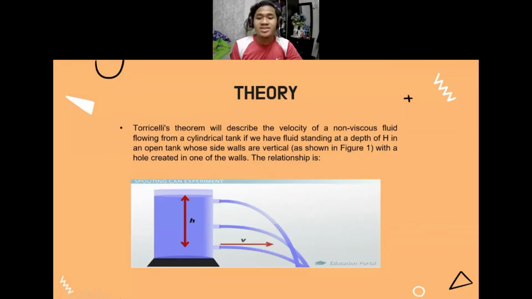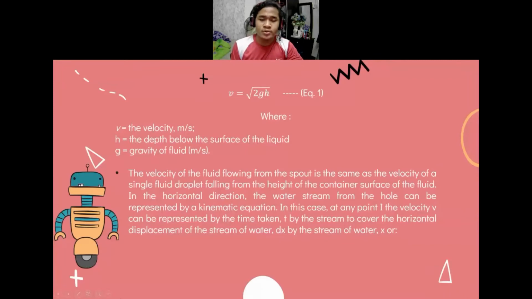Torricelli's theorem describes the velocity of a non-viscous fluid flowing from a cylindrical tank if we have a fluid standing at a depth of h in an open tank whose side walls are vertical, as shown in figure 1, with a hole created in one of the walls. So the equation is V equals square root of 2gh, equation 1, where V equals velocity, h equals the depth below the surface of the liquid, g equals gravity.